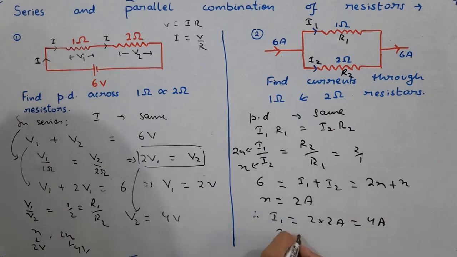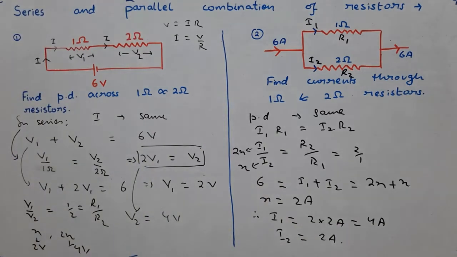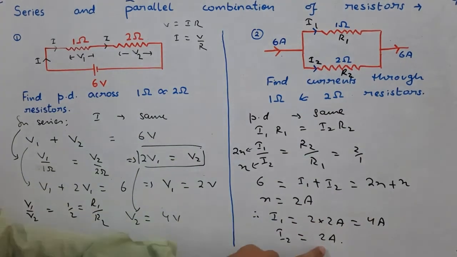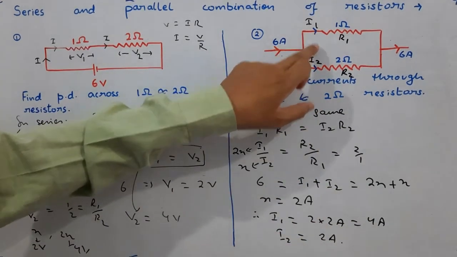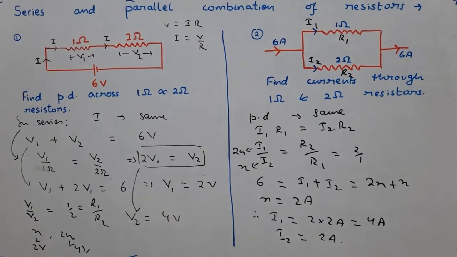And the current through the other resistor, I2, is how much? It is x. X is how much? 2 ampere. And once again you should check. Here we have got I1 as 4 ampere, I2 as 2 ampere, and the total will become 4 ampere plus 2 ampere, that is 6 ampere, as is given in the question.